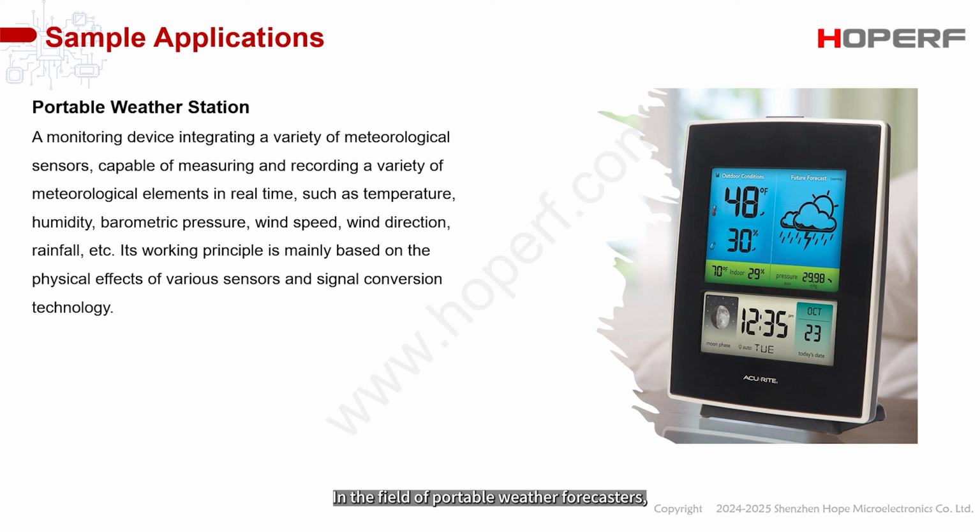In the field of portable weather forecasters, the application of various sensors is also very extensive. For example, we can use temperature and humidity sensors to monitor the changes in temperature and humidity indoors and outdoors. Monitor atmospheric changes through barometric pressure sensors, and predict future weather changes. Through wind speed sensors, rain gauges, and even solar radiation intensity sensors, customers can be provided with effective, local real-time weather forecast information.